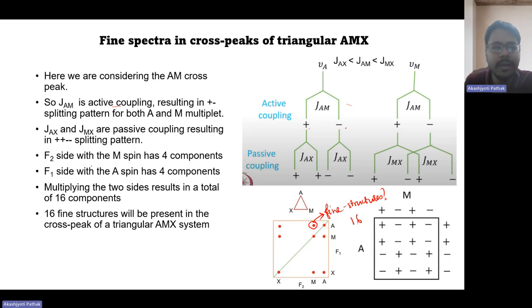If you look at this F2 side, how many components does it have? It has four components, right? Four different components, plus minus plus minus. And the F1 side with the A spin, how many components?